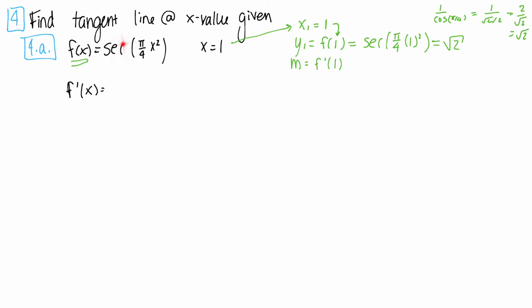The derivative of secant is secant tangent. So leave the inside alone. Secant of pi over 4 x squared, tangent of pi over 4 x squared. And then it's the derivative of the inside, so the derivative of pi over 4 x squared. So you have pi over 4, and then the derivative of x squared is 2x.